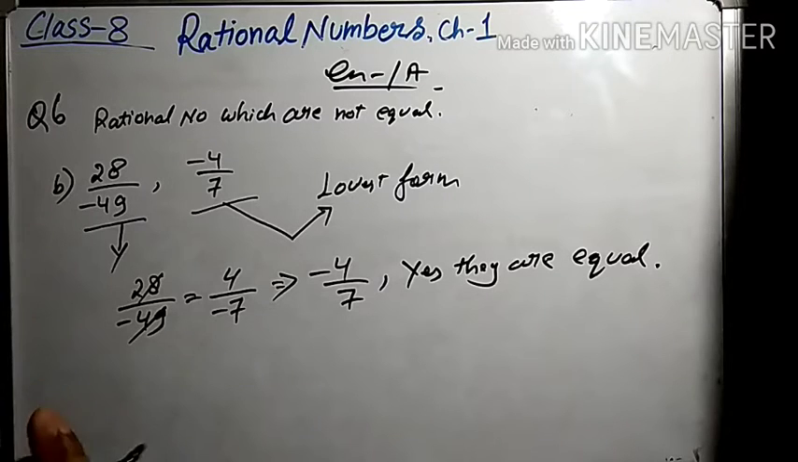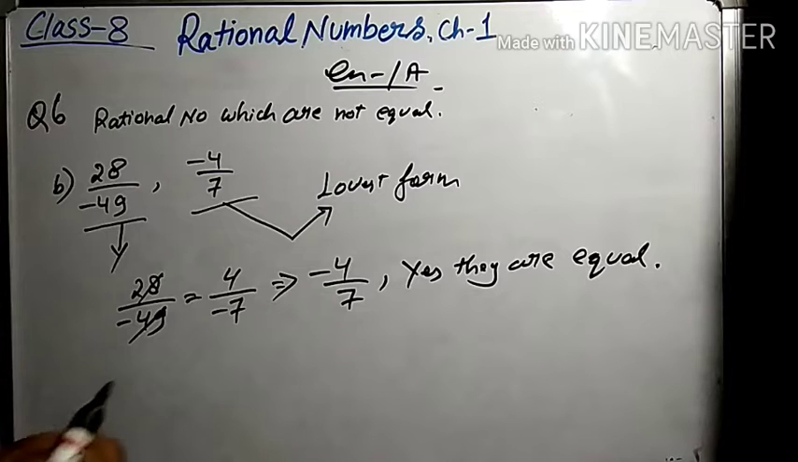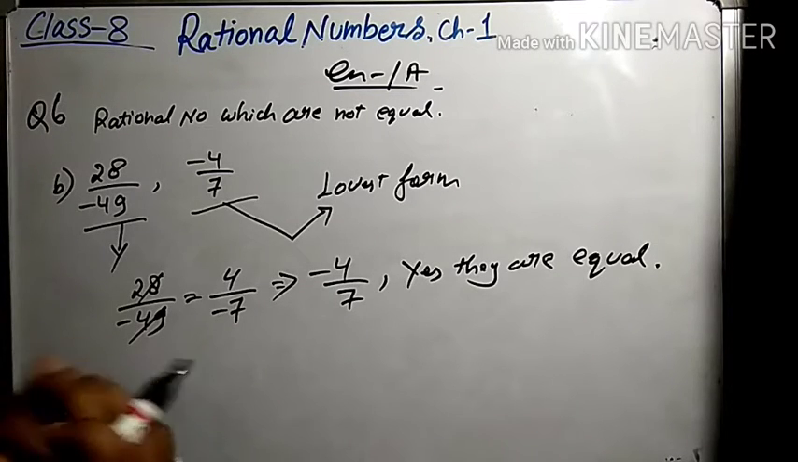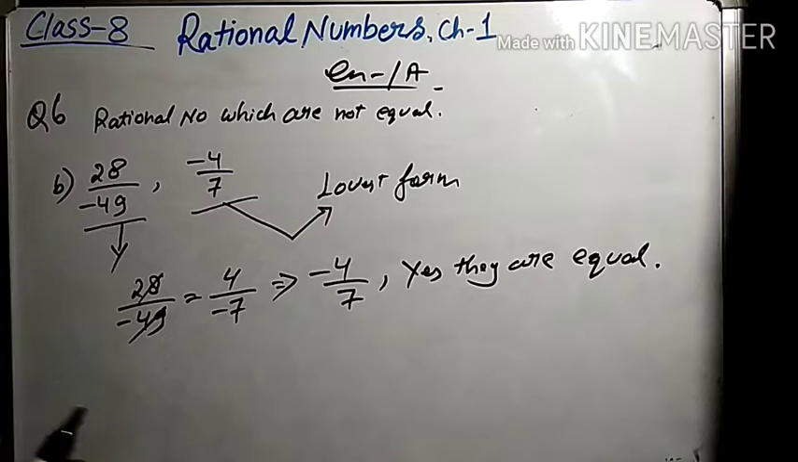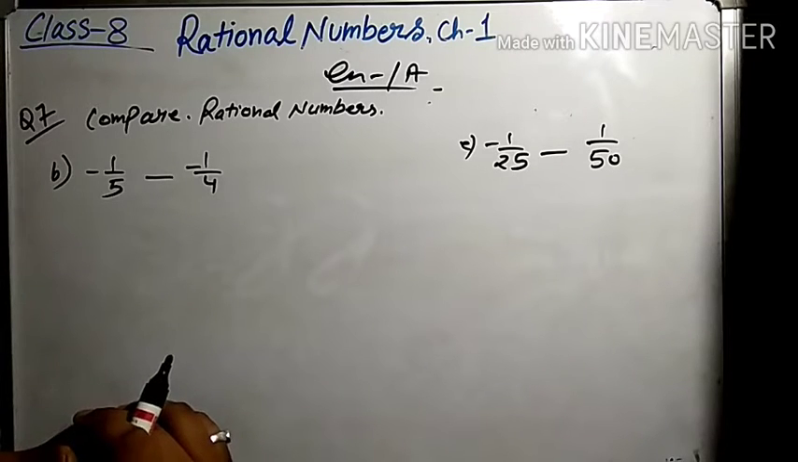Suppose the lowest form of the two given rational numbers were not equal, then we say the given rational numbers are not equal. This way we can do other questions also. Now we have to compare two rational numbers.